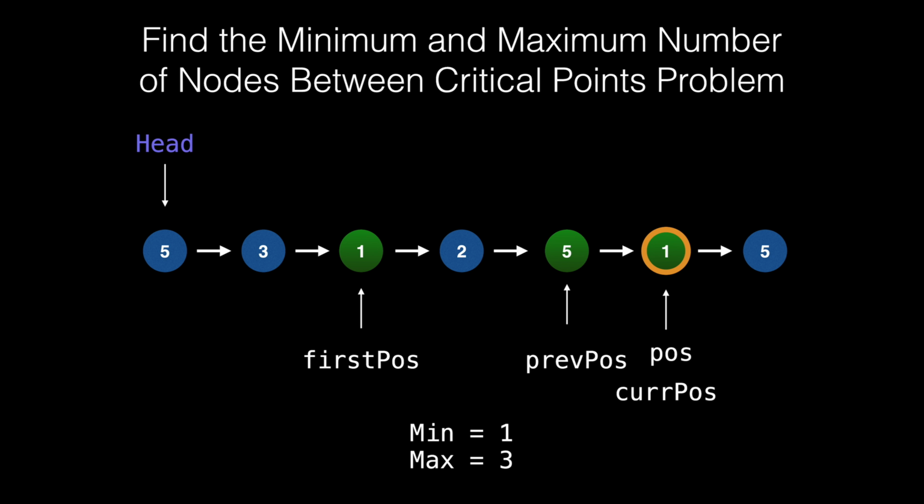The minimum distance will now become 1, because our previous minimum distance was 2 and this one is lower than that. So we will update our minimum distance to 1 and continue to the next node. Now we are at the last node of the list, and we can see that this is not a critical point. So in the end, we will just return minimum equal to 1 and maximum equal to 3. Now that we have seen this example, let's jump into the code part.